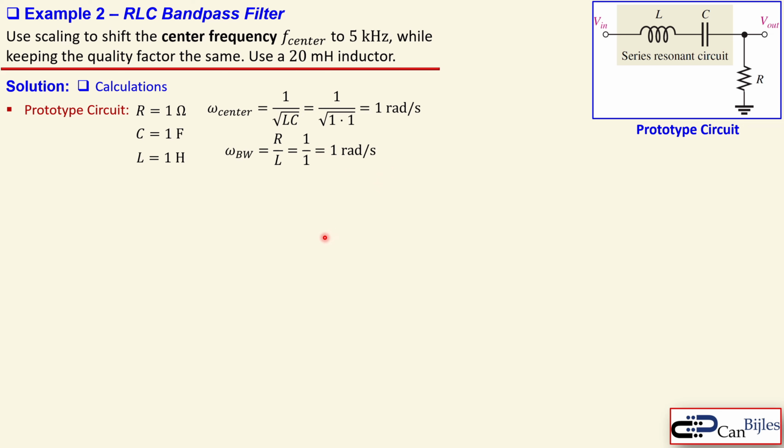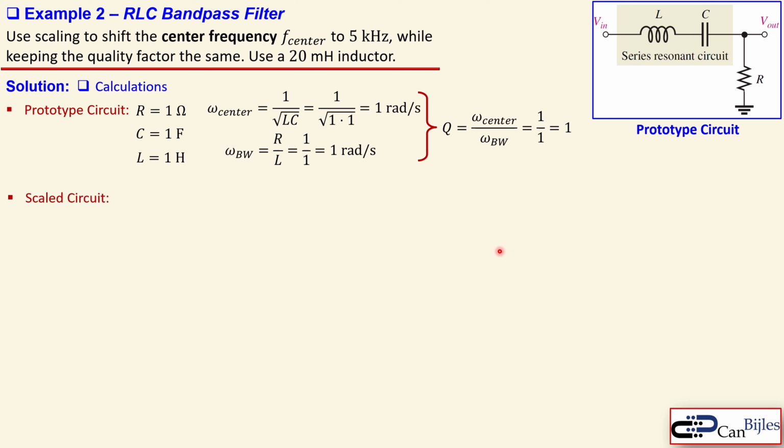Now, what is the quality factor? The quality factor is the center frequency divided by the bandwidth. It doesn't matter if you get radians per second or hertz. You actually get a ratio here, which is 1. That means our final circuit must also have a quality factor of 1. So our Q prime must also be 1. Okay, this is now our reference.